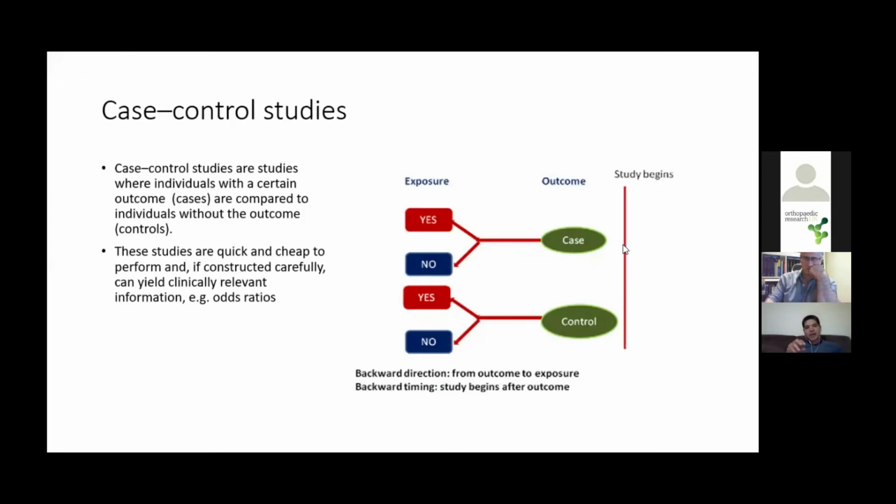Actually, in the case control, you have a case and you have a control group. Cases are individuals with a certain outcome, compared to individuals without the outcome, that is the control. The good thing about this study is that it's quick and cheap to perform, and it can give you relevant information. For example, if 100 patients got exposed to a new vaccine, like a COVID vaccine, and 10 patients got DVT, the risk ratio here is 10%, and the odds ratio here is 10 by 90. So you can calculate that from the case control study.